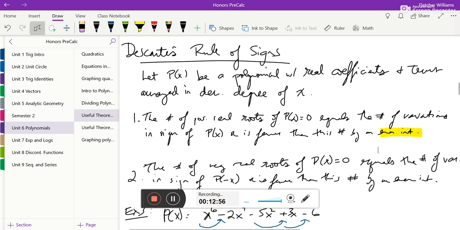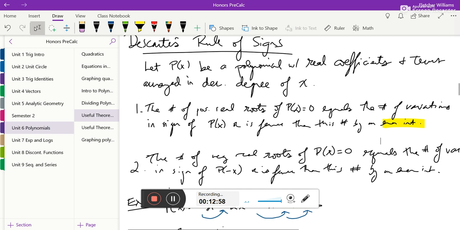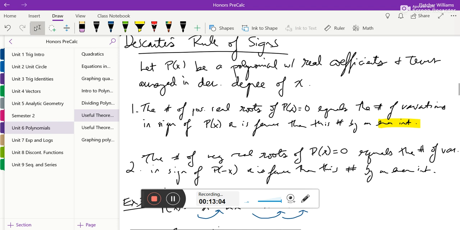And then 2, the number of negative real roots of p of x equals 0 is equal to the number of variations in sign of p of negative x. So that's a difference here, p of x versus p of negative x, or is fewer than this number by an even integer. So pause if you need to write this down.